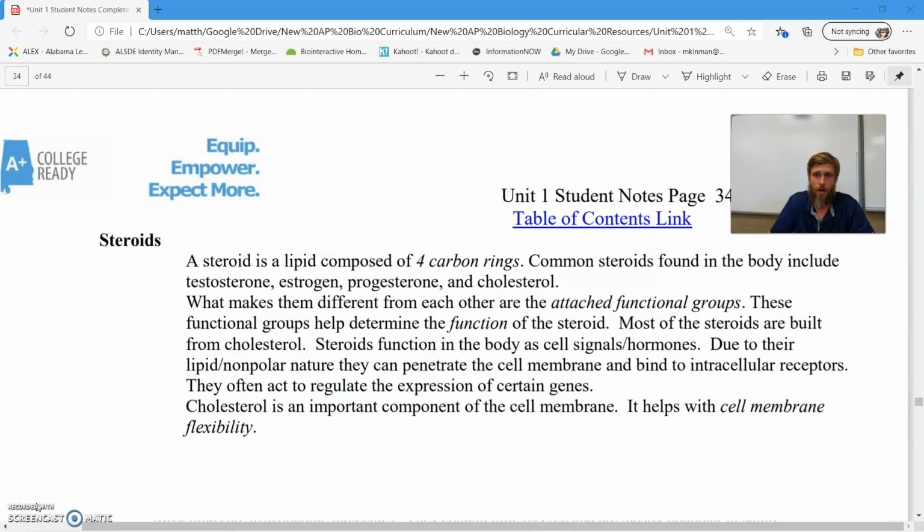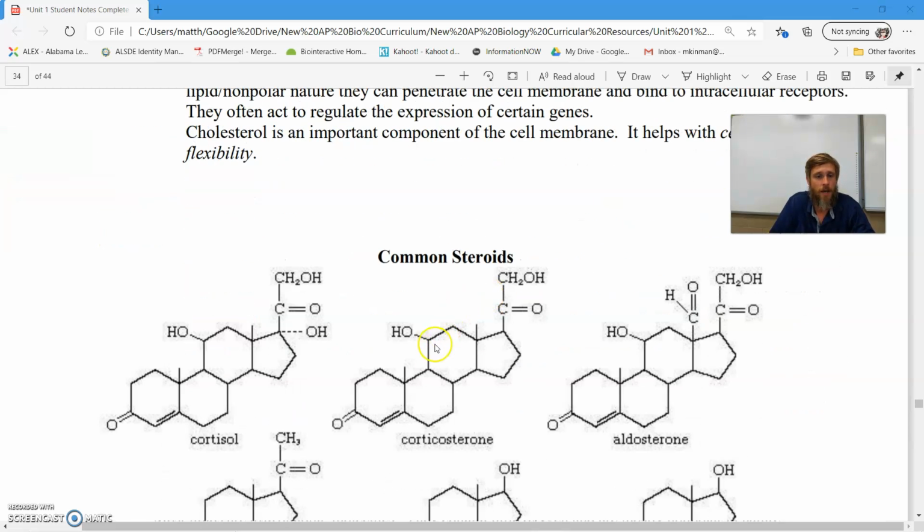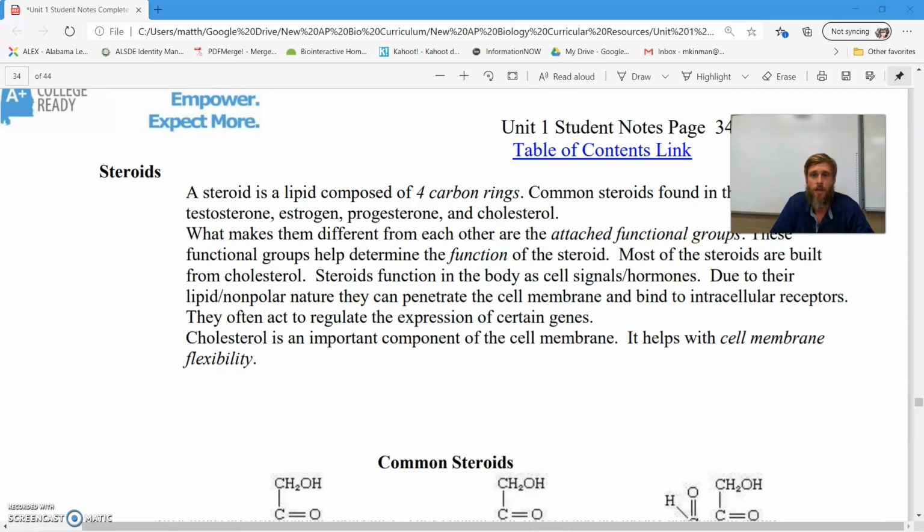All right, guys. So on the previous video, 3 macromolecules. This will be 4 macromolecules, but we left off talking about steroids. So a steroid is a lipid composed of 4 carbon rings. You can see that down here in the diagram. 1, 2, 3, 4. These are carbon rings. Every one of them has that feature.